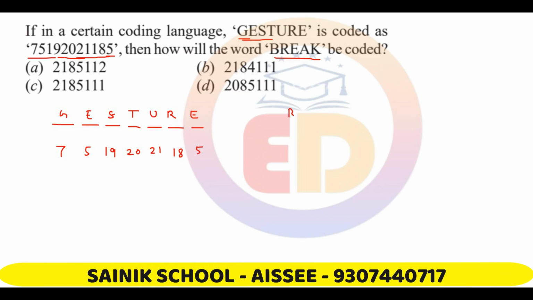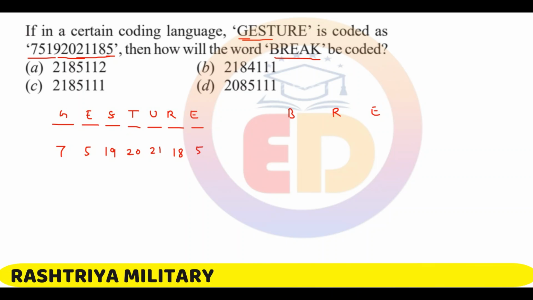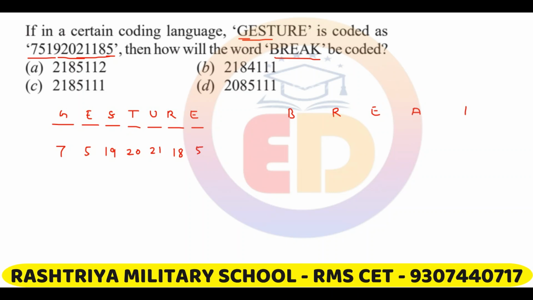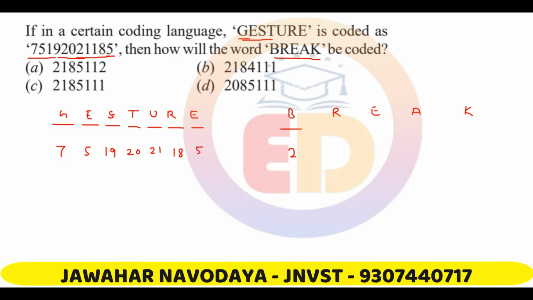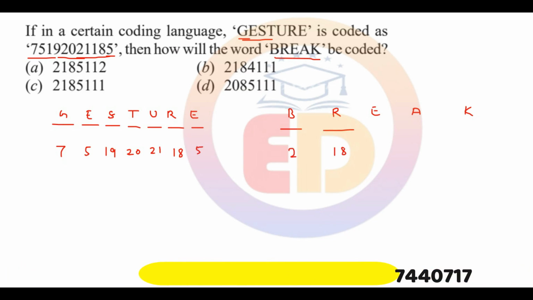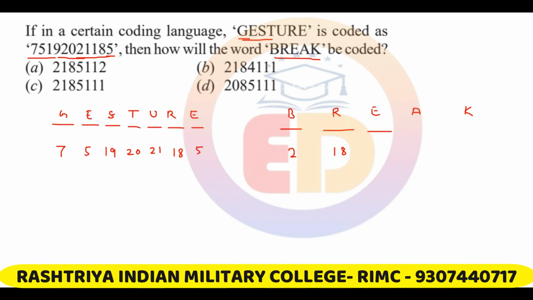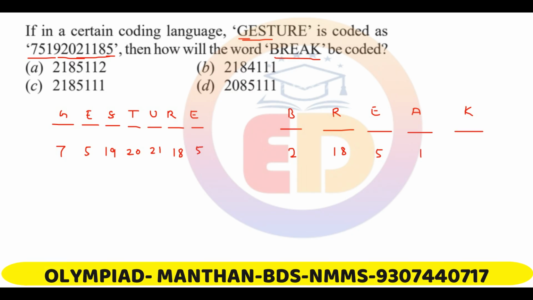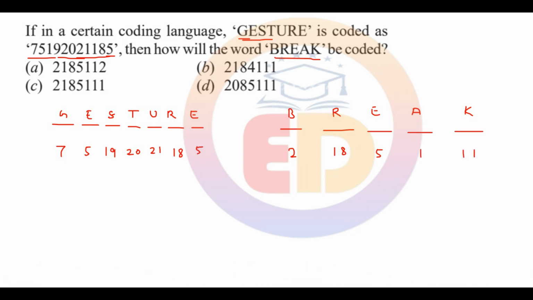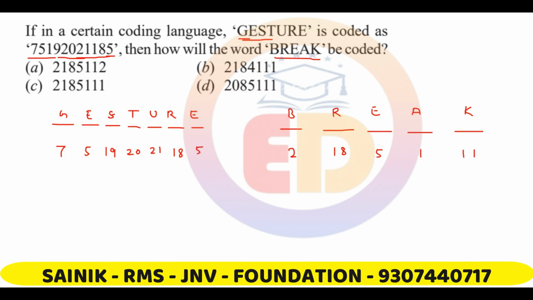So they are asking to find the code for break. The B stands for 2, R is 18, E is 5, A is 1, K is 11. Answer is option number C.